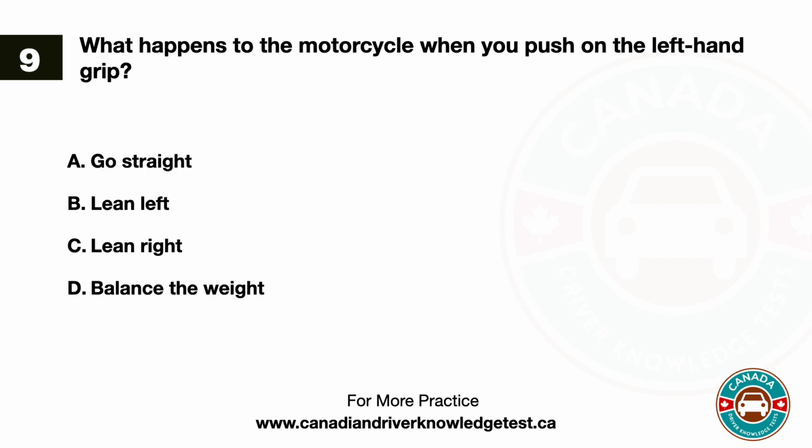Question 9. What happens to the motorcycle when you push on the left-hand grip? A. Go straight. B. Lean left. C. Lean right. D. Balance the weight. The answer is B. Lean left.